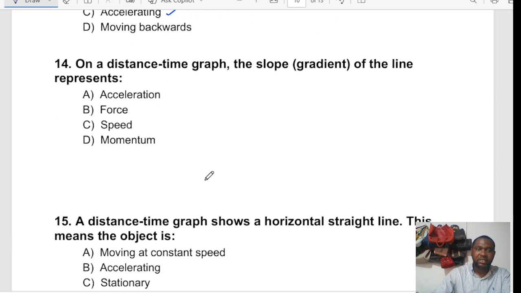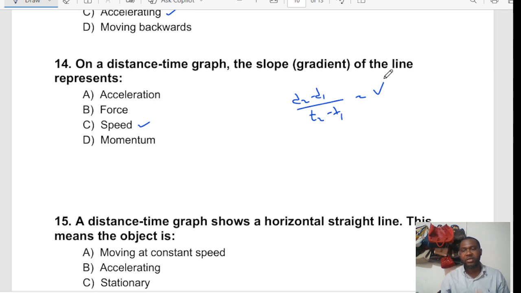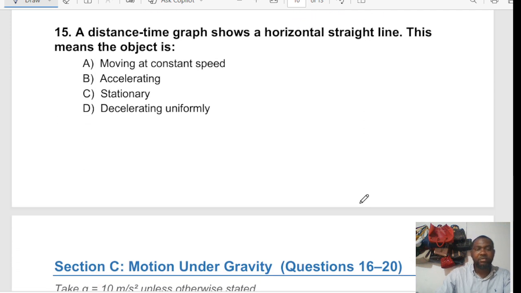Then the next one says on a distance time graph, the slope or gradient of the line represents. Now slope simply represents the speed, because when you say change in distance over change in time, that is simply velocity. Slope means y2 minus y1 over x2 minus x1, and that represents velocity or speed. Since it's a distance time graph, we say speed.